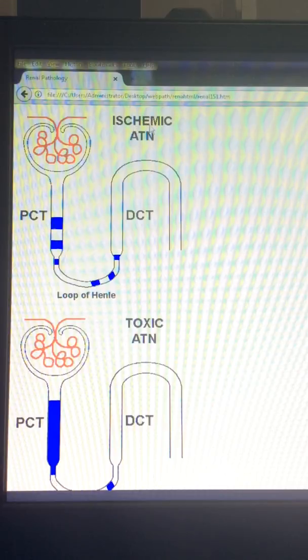Where can we see ischemic acute tubular necrosis? In case of heart failure, the patient is having heart failure and then accompanied by hypotension. This will precipitate ischemic acute tubular necrosis. But in case of toxic acute tubular necrosis, it is most likely due to drugs.